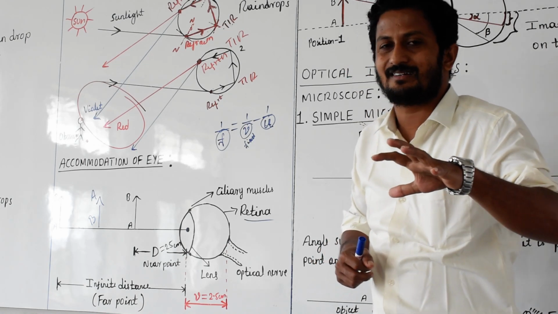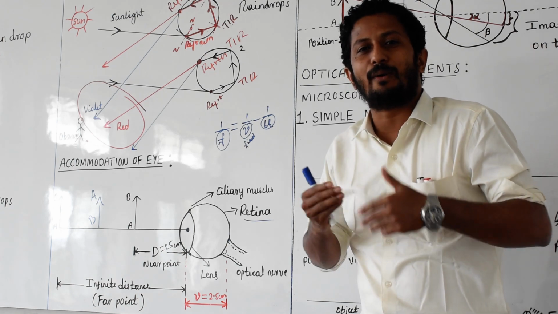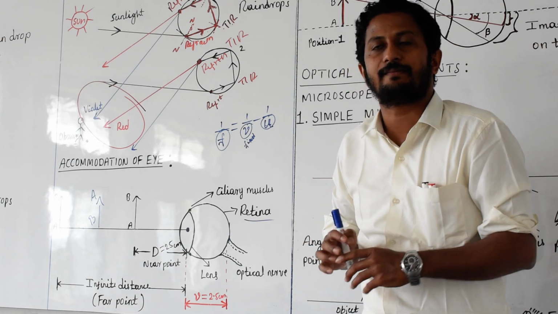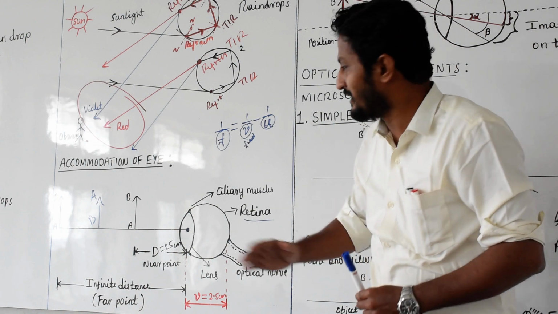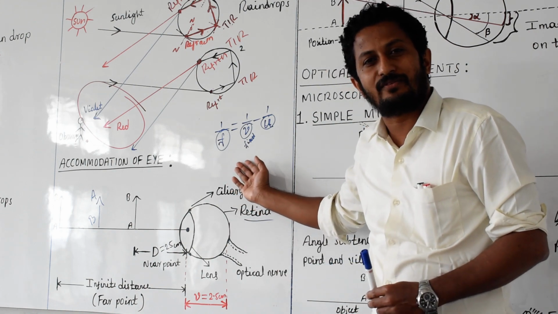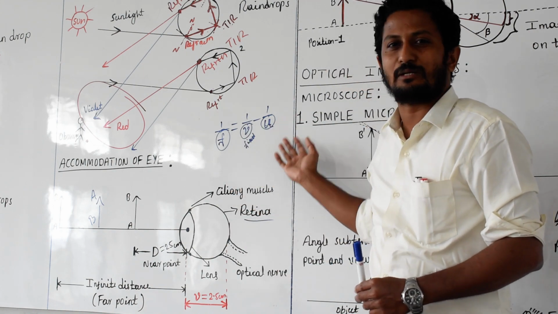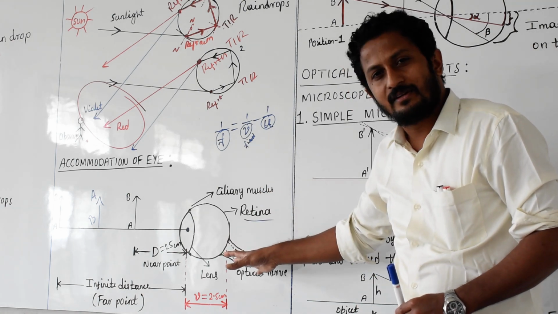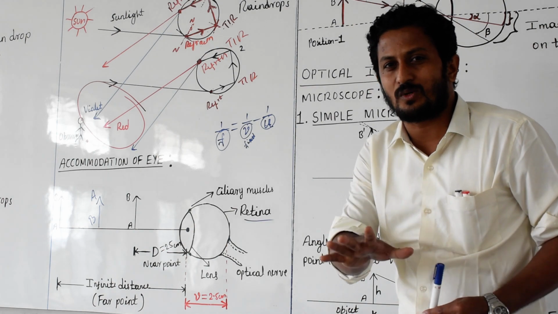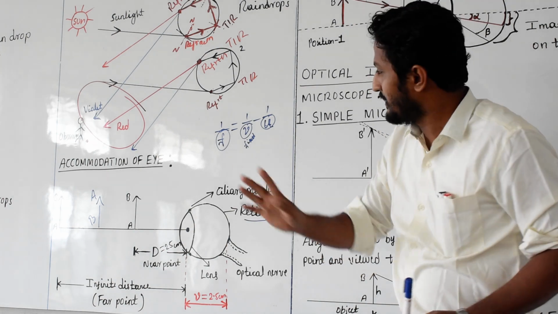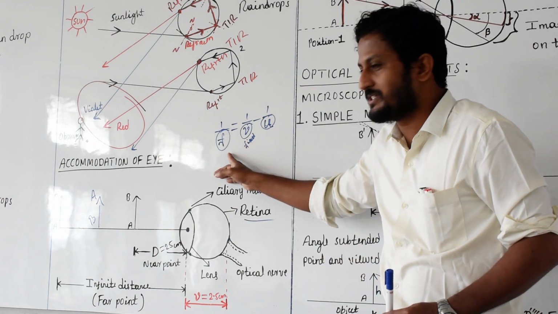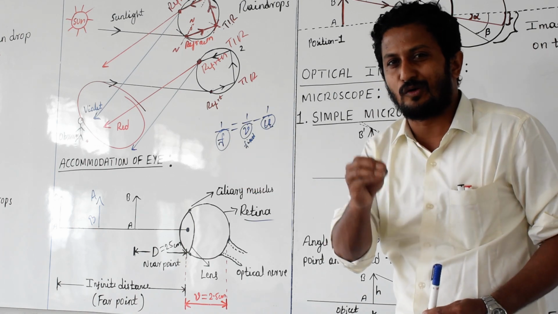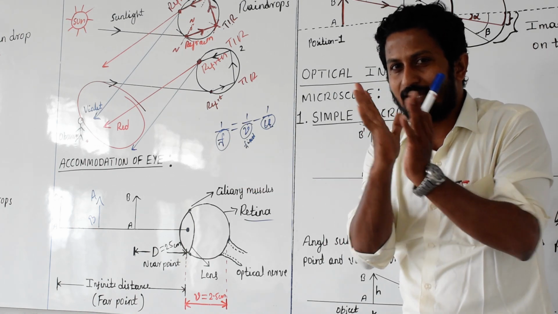In the previous class, I was telling you about the power of accommodation of the eye. There I was telling you about the lens formula, 1/f = 1/v - 1/u. There I said that the image distance was fixed. As the object distance changes, there should be some change in the focal length of that lens.